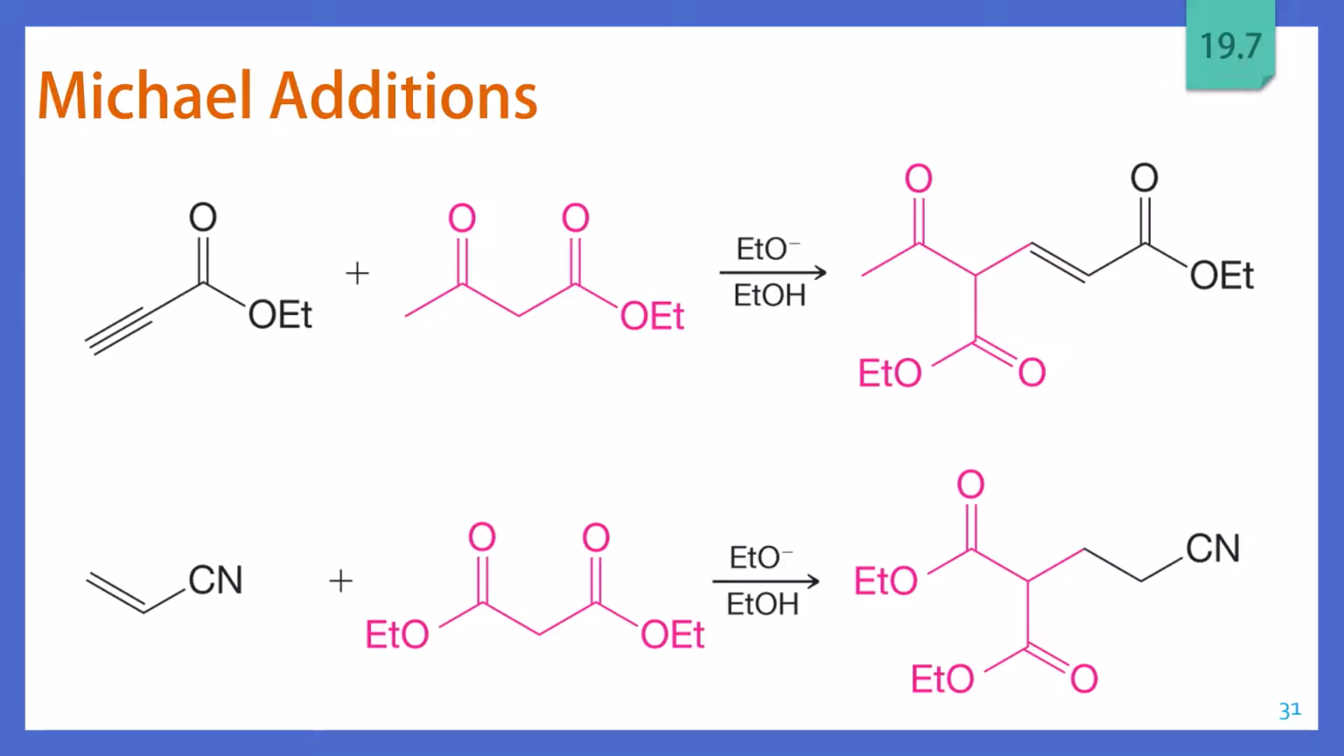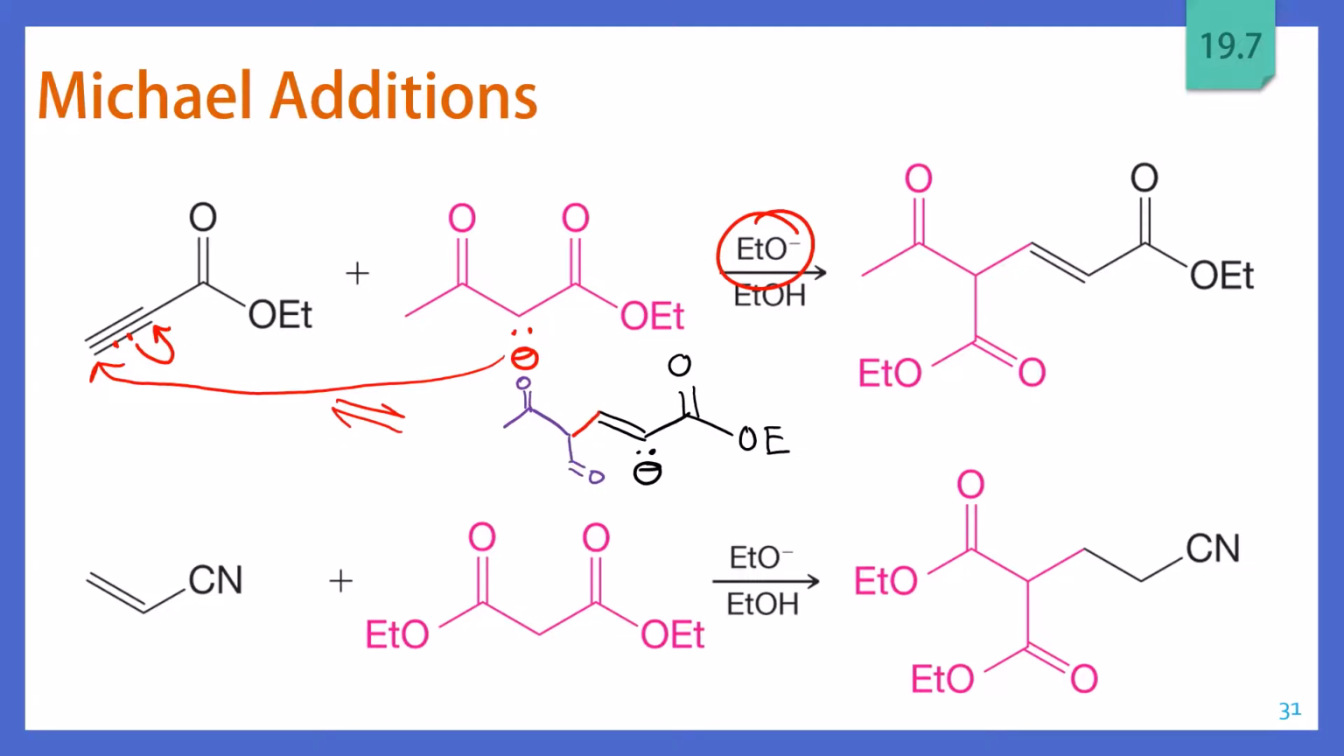So if we add in acetoacetic ester in the presence of ethoxide, we know that that's going to give us an enolate here, which would then attack the nitrile. And that's going to push pi electrons onto the alpha carbon. That looks like this, which will then be protonated by ethanol, to give us our final product.